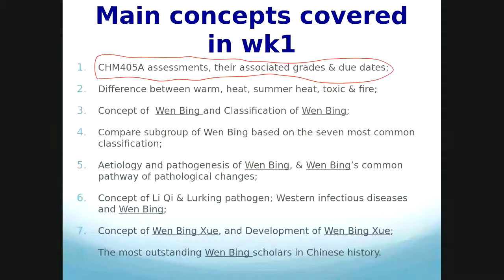The second point is something we did not discuss, but here I have to mention it. Does anybody have trouble understanding the difference between warm, heat, summer heat, toxic, and fire? You learned this from diagnosis and pathology. So warm is less heat than heat. Heat is warmer than warm, yes? And summer heat is specific to the season. And warm heat could come in any season.